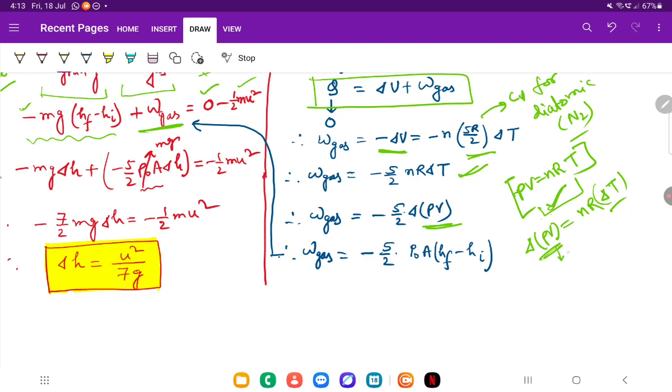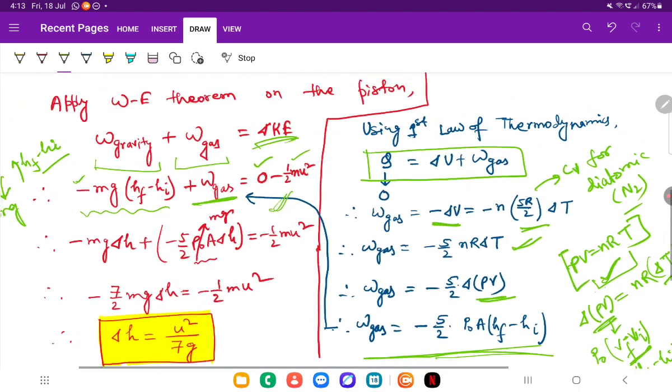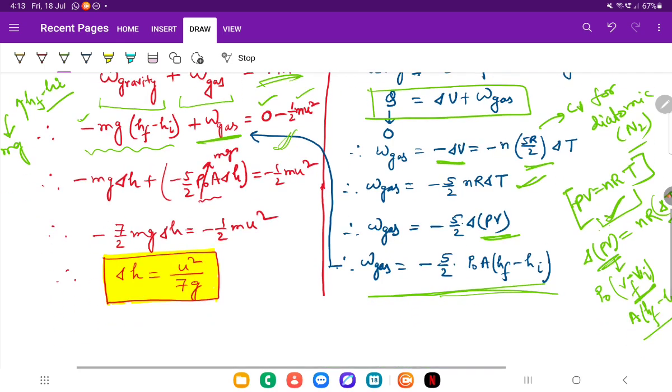And in delta PV, pressure is also constant. I have already explained to you that initial and final pressure are both P naught as per our assumption. So it will be basically P naught times (V final minus V initial). V final minus V initial will be the area of cross section times (H final minus H initial), because it is cylindrical in shape. This is what I have written here, and that is my value of work done by gas. I have put that in the first equation that we got from the work energy theorem.